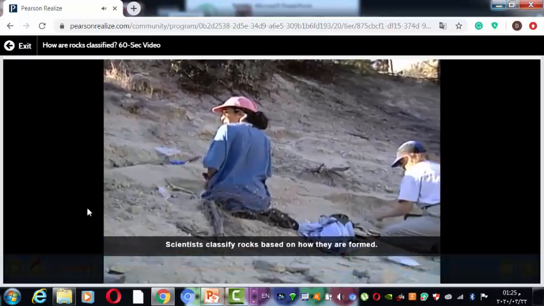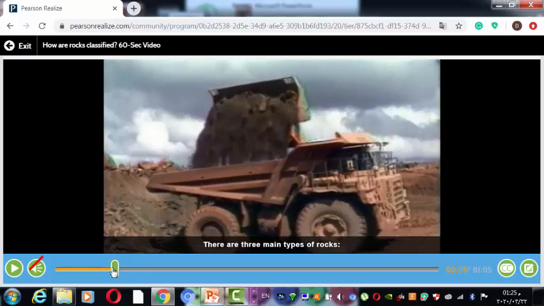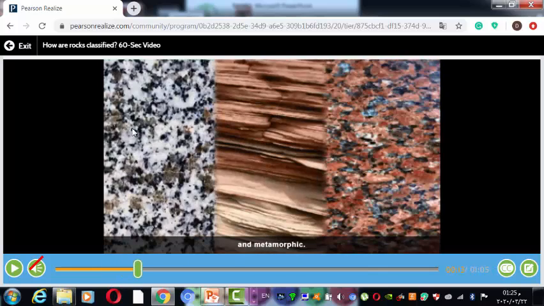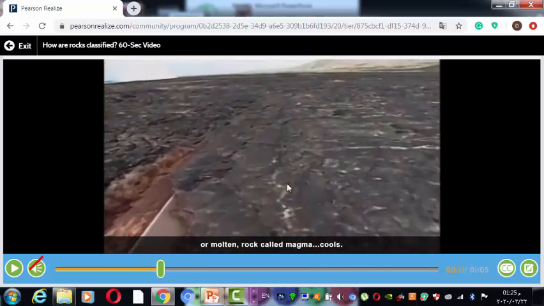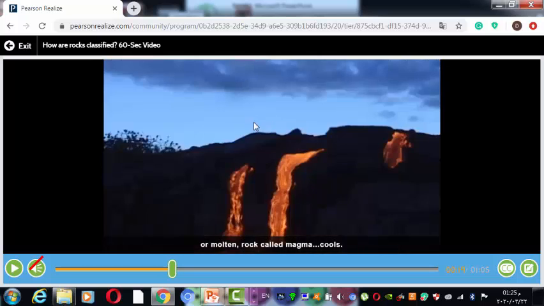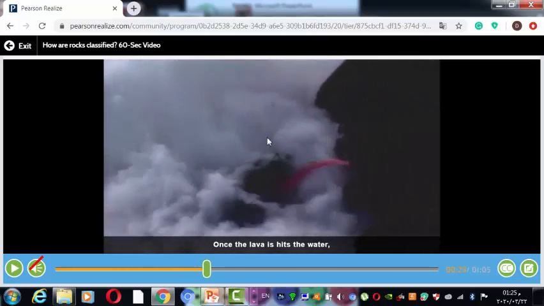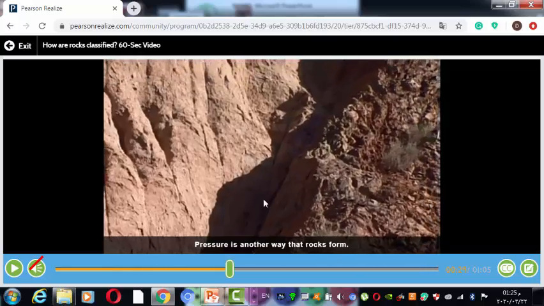Right now, we mentioned in this video some important things. The first thing right here: these three types, igneous, sedimentary, and the third one, metamorphic. Now we are talking about the igneous. Igneous comes from volcanoes. Look here, we have the volcano or the lava of the volcano. When it hits the water, it becomes rock.